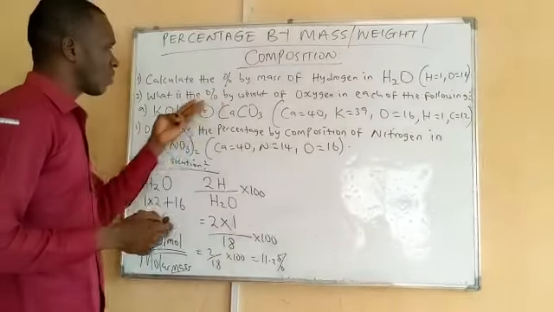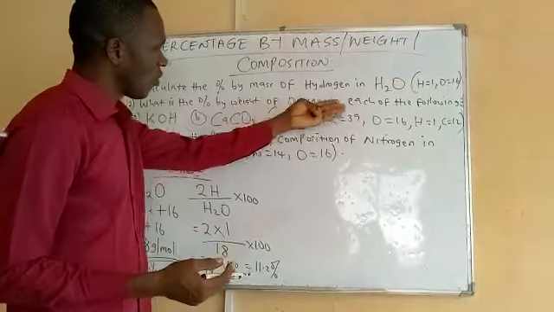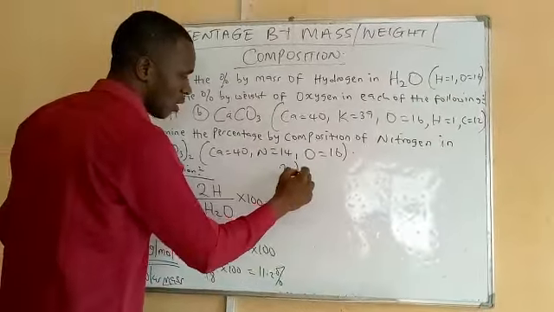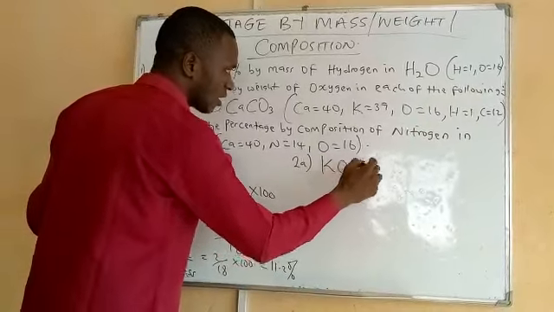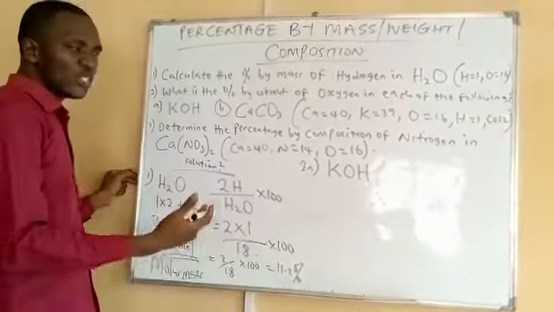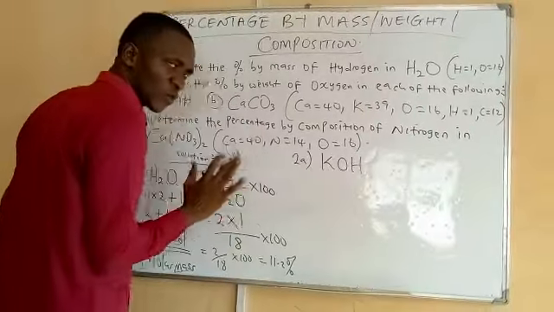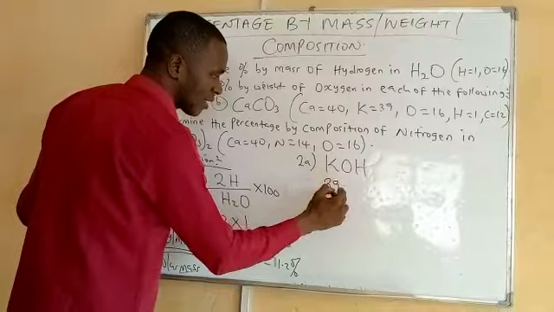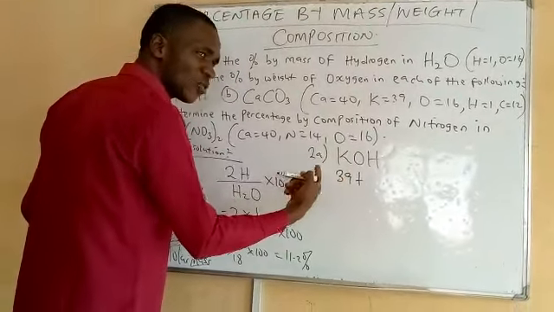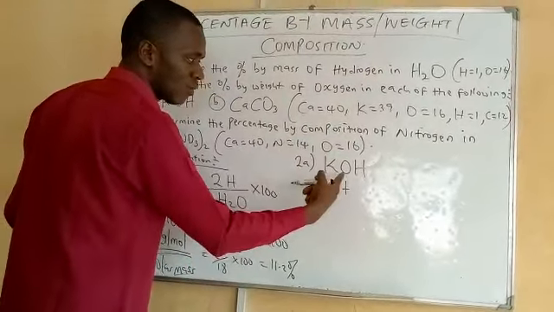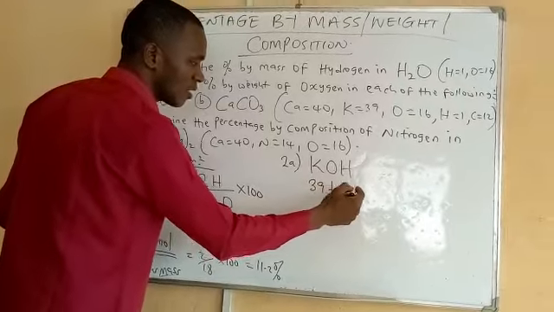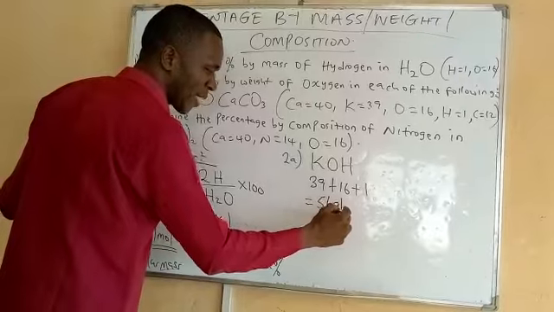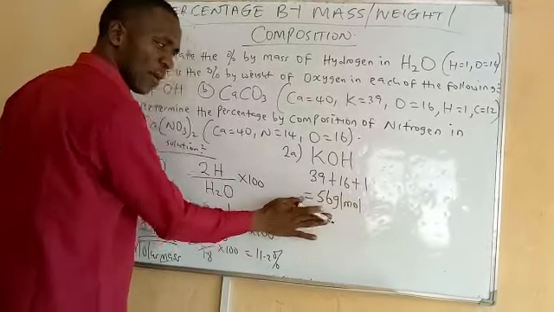For number 2, they say calculate the percentage by weight of oxygen in each of the following compounds. The first compound they gave to you, 2A, was potassium hydroxide. Don't forget that the step is that you need to calculate your molar mass first of all. The potassium was given to be 39 plus, you always add, it's only when you see a subscript you multiply, plus oxygen is 16 plus hydrogen is 1. So when you get the total, you have 56 gram per mole. So this is the molar mass.